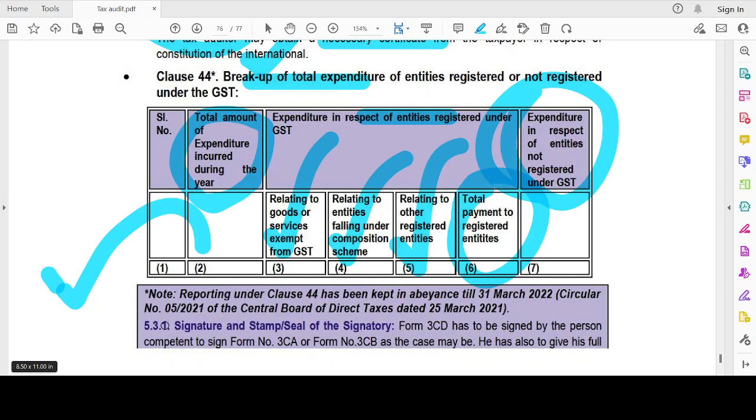So all the clauses of tax audit have been covered. Do revise it once more.